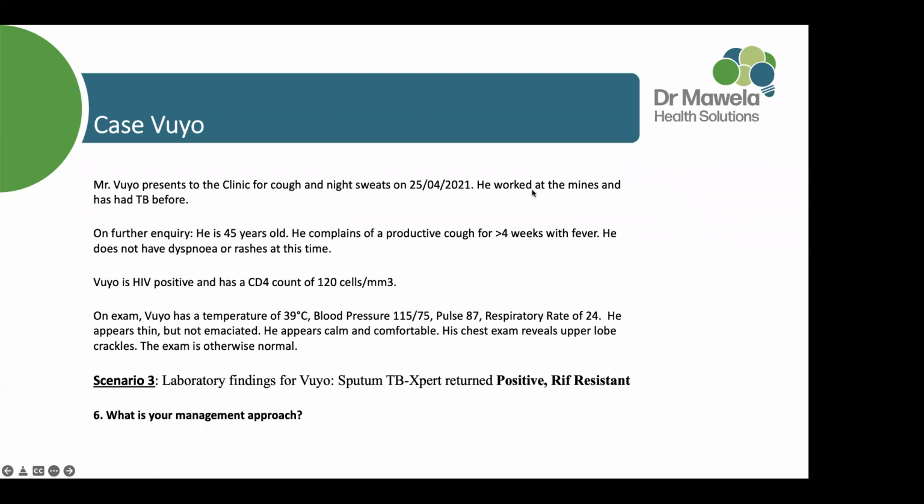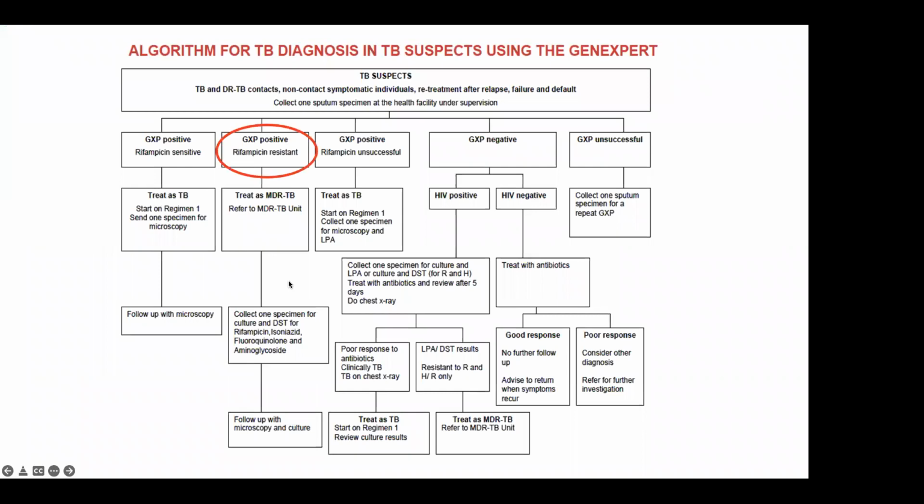You must remember, he worked at the mines and has had TB before. From this history, we need to get more information, because if the TB he had before was, for argument's sake, MDR, or he was exposed to second-line drugs before, he's probably not eligible for the short regimen. But I will take you through some of those theories shortly.